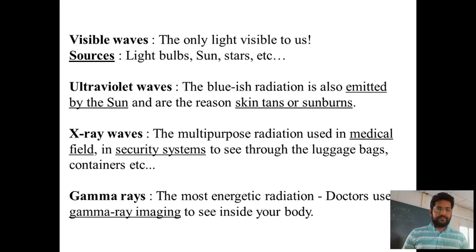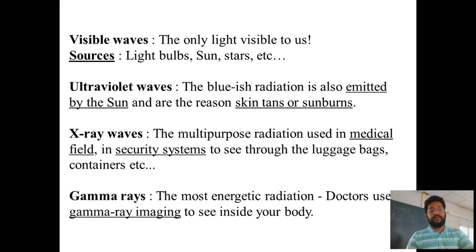Next, the visible waves. No need to explain much. This is the only region which we can see, and the sources are light bulbs, the sun, stars, etc. The next region is a bit harmful to enter, that is the ultraviolet waves. This bluish radiation is also emitted by the sun, and it is the sole reason behind skin tans and sunburns. So we'll stay away from it right now. The next region is again a multi-purpose region, the X-rays, used in the medical field and in security systems to see through luggage, containers, etc. So a very important ray.